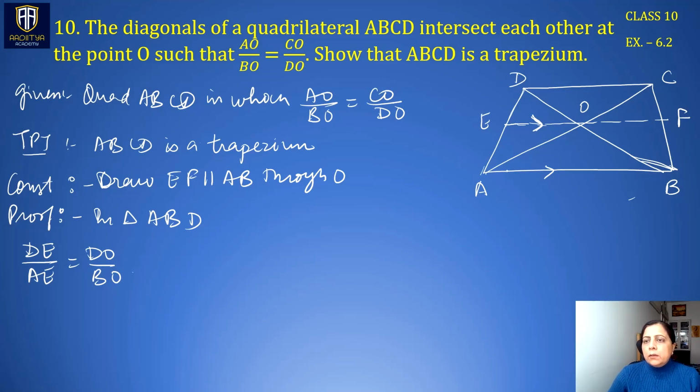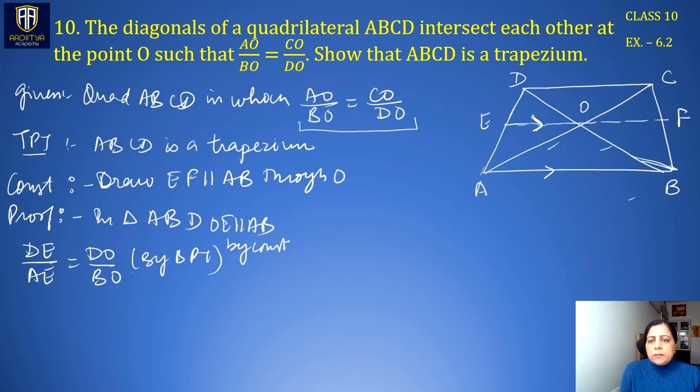OA upon OB. In the previous question also you have seen that this is not the proper way to go through this ratio. We have to modify it. You can write DE upon AE equal to DO upon BO by BPT, because OE is parallel to AB by construction. I have written all the reasons. So this is your first equation.